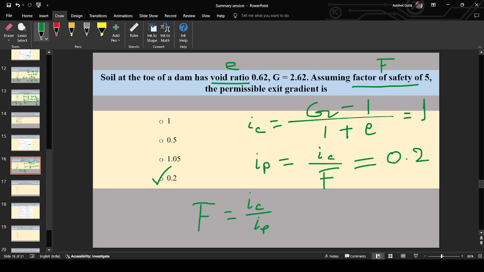Now the critical hydraulic gradient IC is equal to (G minus 1) by (1 plus e). G is the specific gravity of the soil solids and e is the void ratio. Using this formula, we find that the critical hydraulic gradient is 1. From the previous formula, IP, the permissible exit gradient, equals the critical hydraulic gradient divided by the factor of safety. Here IC equals 1, so 1 divided by 5 gives us 0.2.